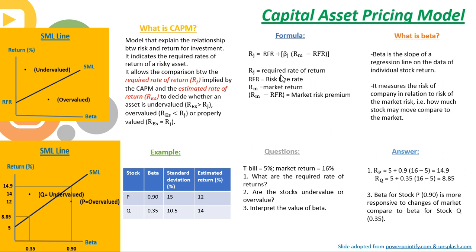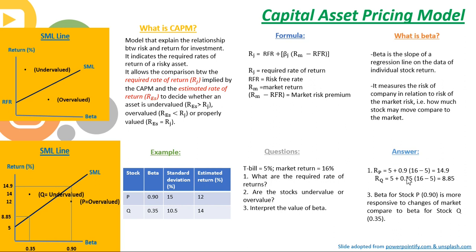First, determine the required rate of return for both stocks. Using this formula, put the information into the formula. Risk-free rate is equal to 5, beta is 0.9, return on market is 16, and risk-free rate is 5. You will see that the required rate of return for stock P is 14.9, and the required rate of return for Q is 8.85, lower than stock P. Then to decide whether these stocks are undervalued or overvalued, you need to compare this required rate of return with the estimated return.